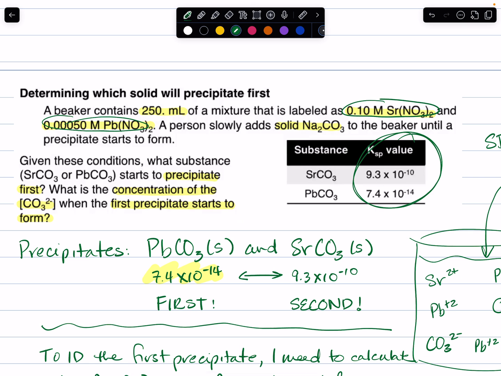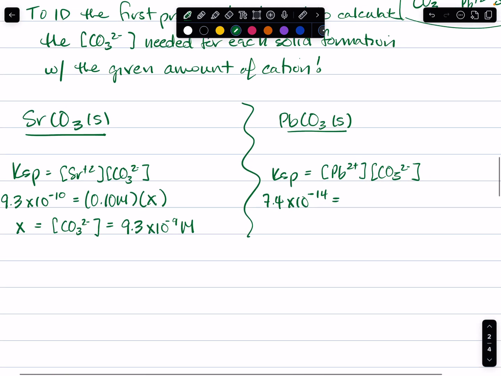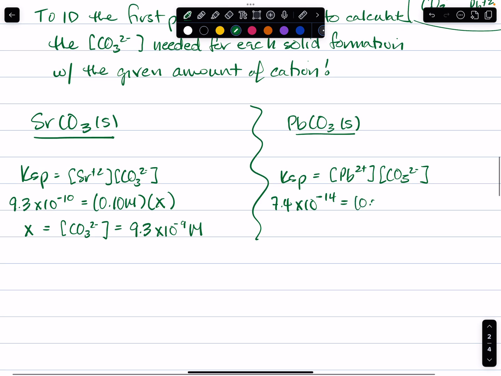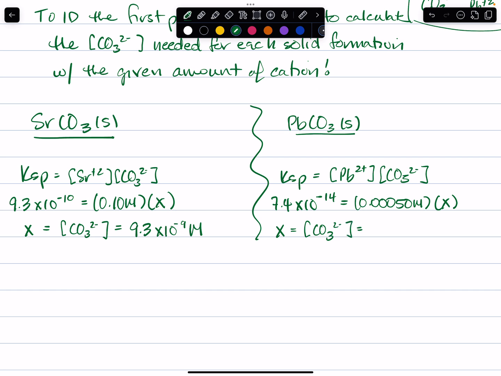All right, so if I think about it, for every 1 mole of lead nitrate, I have 1 mole of lead ions. So if I have 0.00050 molar lead nitrate, that means I have 0.00050 molar lead. All right, and then my unknown carbonate amount. That means that the amount of carbonate necessary to precipitate with this amount of lead is going to be equal to 1.5 times 10 to the negative 10th molar.